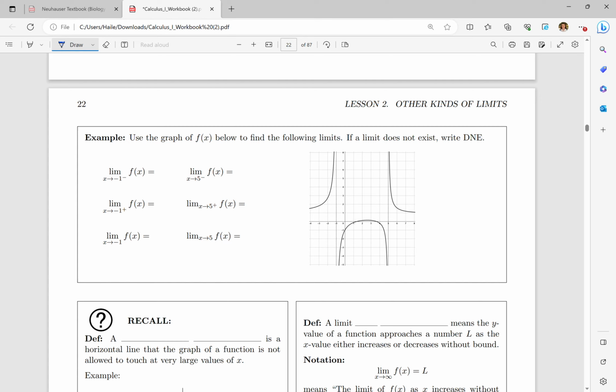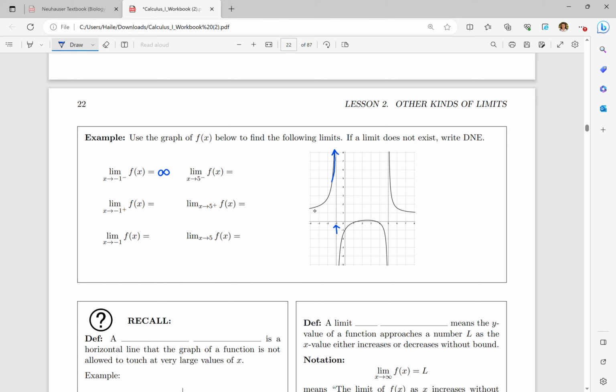So let's look at x is equal to -1. So that's this asymptote right here. And on the left side of the asymptote, we're going to be looking at this part of the function right here. So if we look at what that's doing as it approaches the asymptote, well, it's just going up forever. So this one would be infinity because it's increasing without bound.